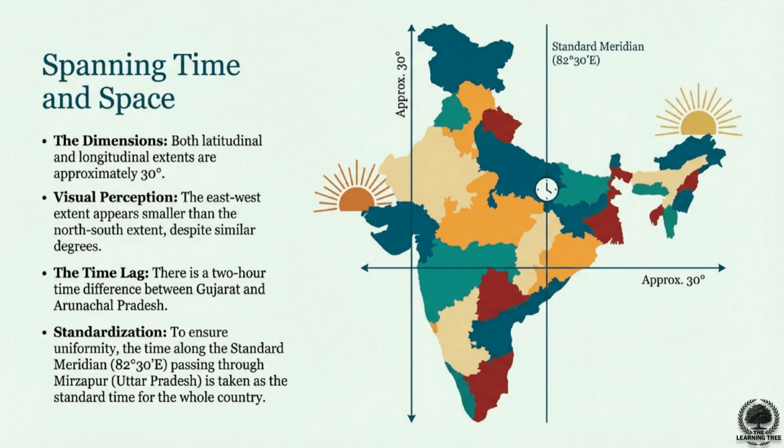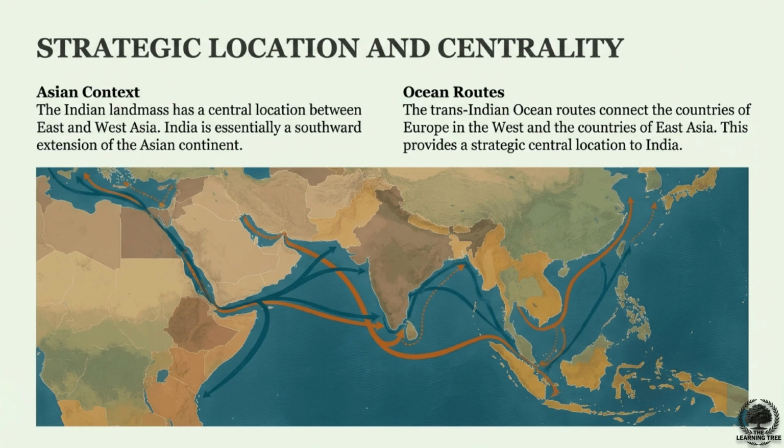These factors highlight how geography directly affects daily life based on geographic location. India occupies a central position between East and West Asia. Geographically, it appears as a southward extension of the Asian continent. Major trans-Indian Ocean sea routes connect Europe in the west with East Asia. India's central location along these routes gives it great strategic importance in global trade and communication.